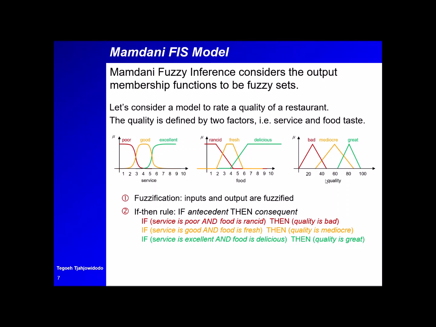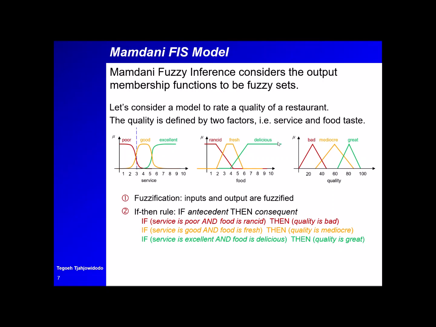The first if-then rule is to correlate the first membership functions: poor, rancid, and bad. So if the service is poor and the food is rancid, then the quality is bad. The second rule will correlate the second membership functions: if the service is good and the food is fresh, then the quality of the restaurant will be mediocre. The last one: if the service is excellent and the food is delicious, then the restaurant has a great quality. Okay, so using these rules, we can get the output of the quality of the restaurant, but still in fuzzy language. Let's take an example now.